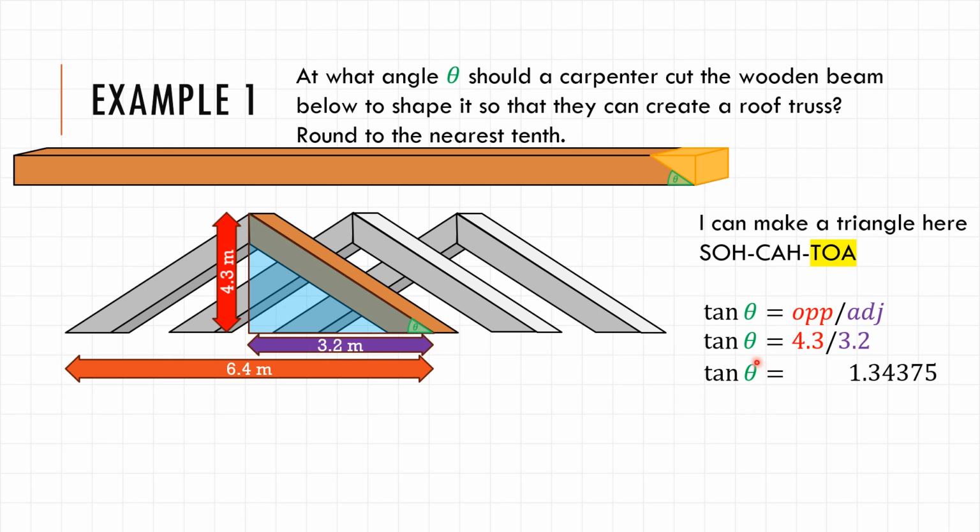The next thing I can do is say, okay, I want to get rid of tan to get theta all by itself. That's what I'm trying to find out. So I'll do the inverse tan operation, which will cancel it out, and then I do the inverse to the right side as well. And that tells me that theta is equal to 53.343 degrees. And of course, I need to round this to the nearest tenth, which is 1 decimal place. And so that would just be 53.3 because the next number is less than 5.